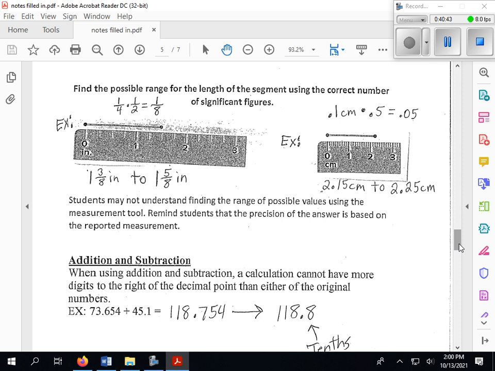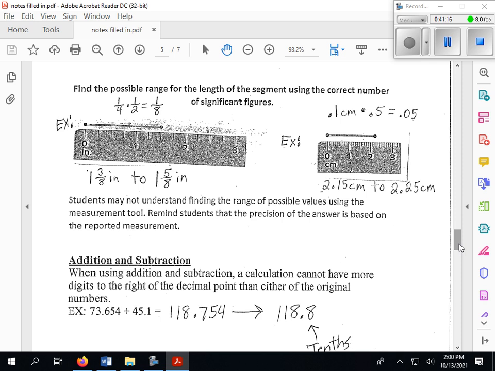Well, then our range, we're going to take our actual measurement. It looks like it goes out 1.5 inches. Does that look right? 1.5 inches. Everybody agree with that? I can't hardly see it up here. So 1.5 inches. So we're going to take 1.5 inches and we're going to subtract off 1/8 of an inch. That's going to give us the low side. Anybody know what's 1.5 minus 1/8?